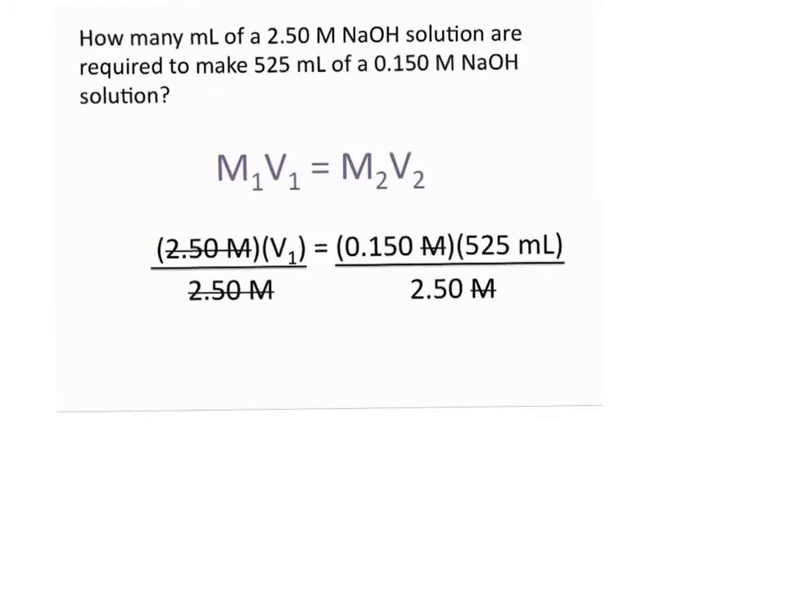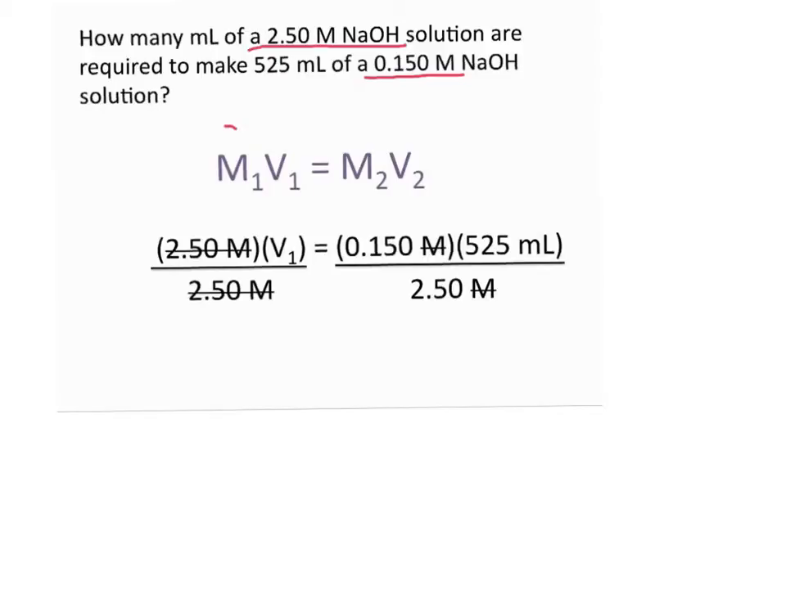Finally, let's talk about doing a dilution when we have a solution that's already made. So in this case, we have one that's 2.50 molar in terms of NaOH. But we want to dilute it. We want to make a less concentrated solution, in this case a 0.150 molar solution of NaOH.